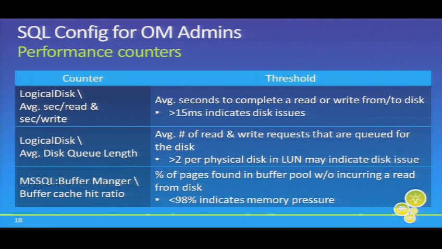So disk queue length is the second counter there. The third one is the buffer cache hit ratio. And what this is saying is that for the SQL process to fulfill the request, do I actually have to come out of the cache? And you basically want to keep it as close to 100% as possible.